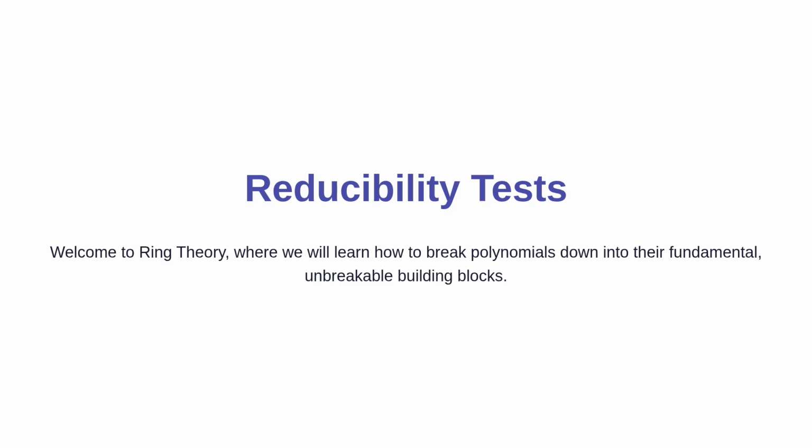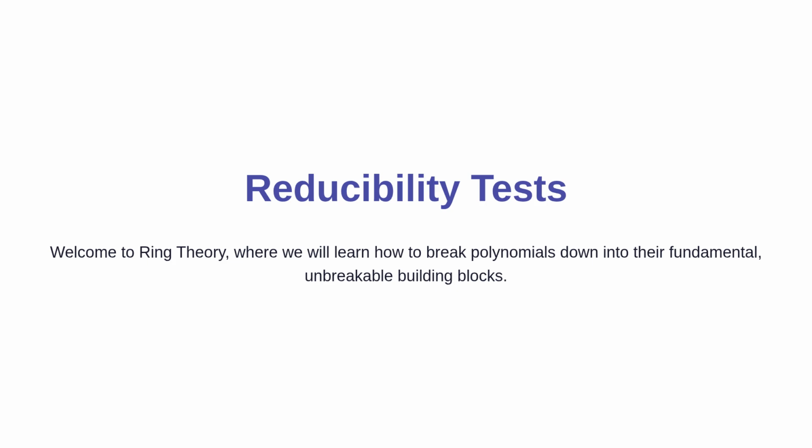Welcome to our lecture on reducibility tests in ring theory. Today we are going to explore a fascinating question. How do we know if a polynomial can be broken down into simpler pieces or if it is already in its most fundamental form? This concept is the algebraic equivalent of finding prime numbers, and it is absolutely essential for everything from solving complex equations to securing modern digital communications.